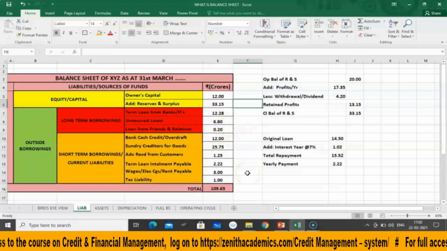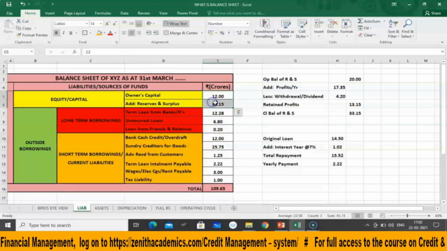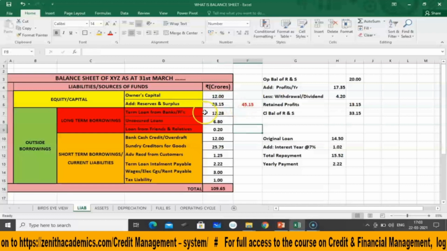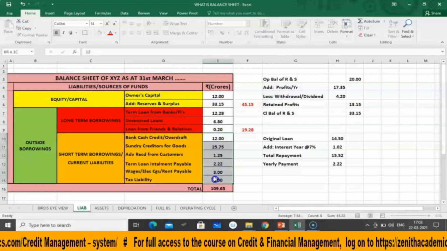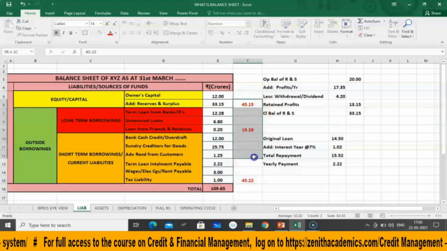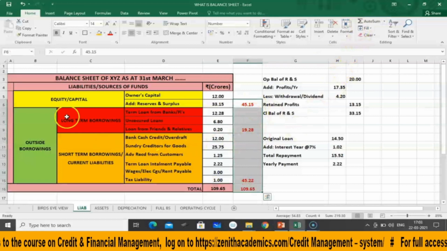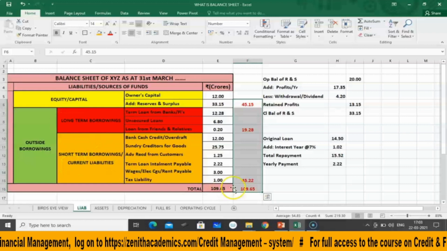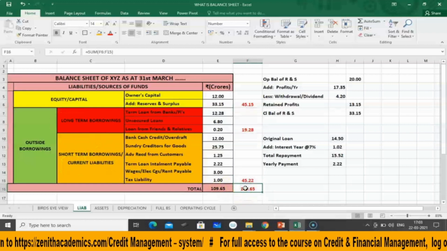And finally, let's regroup the entire liability side. Okay. So here we have 45.15. The long-term borrowings are 19.28 and the current liabilities are 45.22. Okay. So we have regrouped the entire liability side into 3. That is the equity or the capital, the long-term borrowings and the current liabilities. Okay. Now we shall take up the asset side in our next lecture.